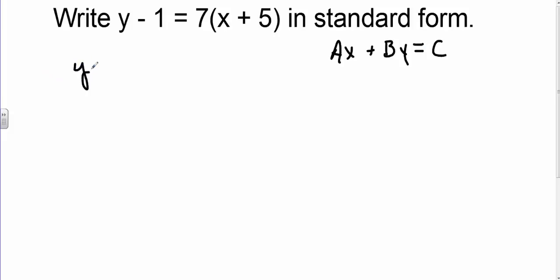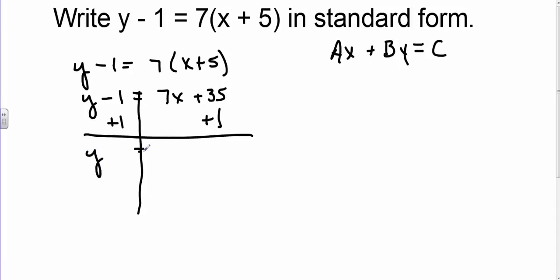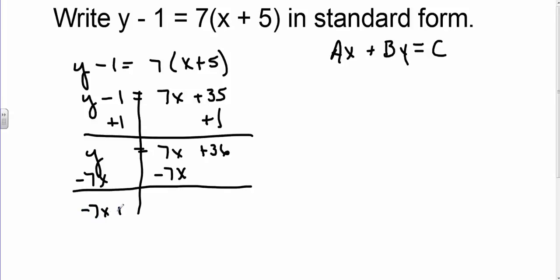So we've got y minus 1 equals 7 times x plus 5. Y minus 1 equals 7x plus 35. Plus 1 on both sides. That gives you y equals 7x plus 36. Minus 7x on both sides, because we want the x and the y to be on the same side. So that gives us negative 7x plus y equals 36.